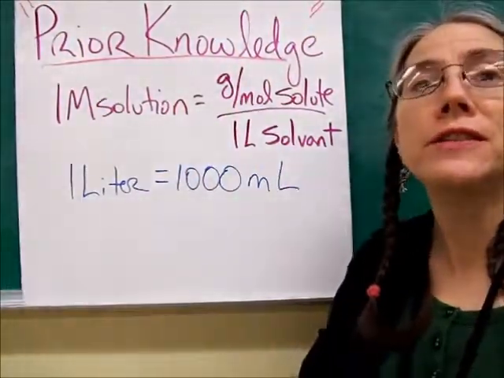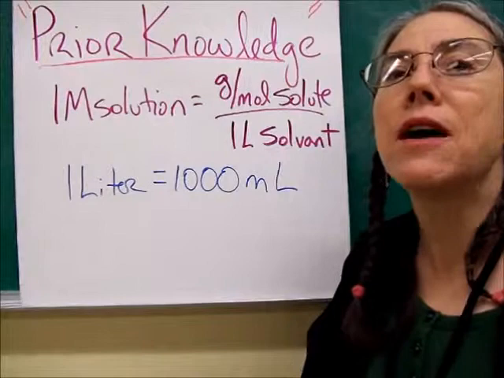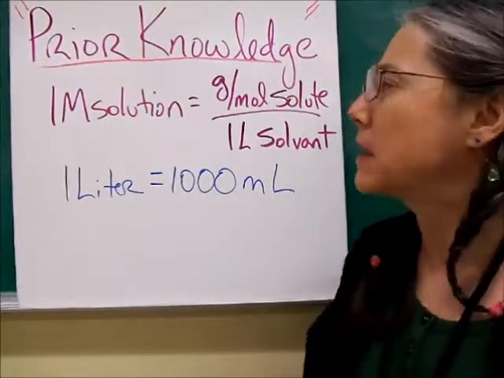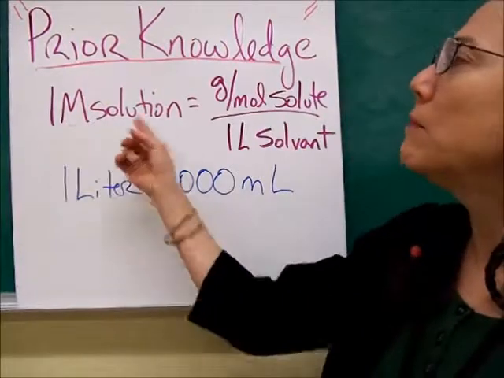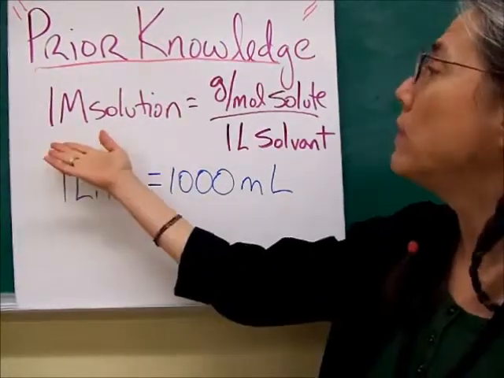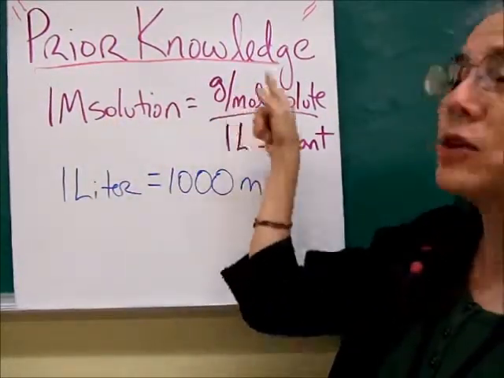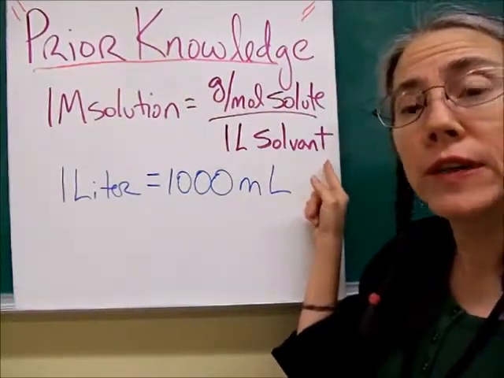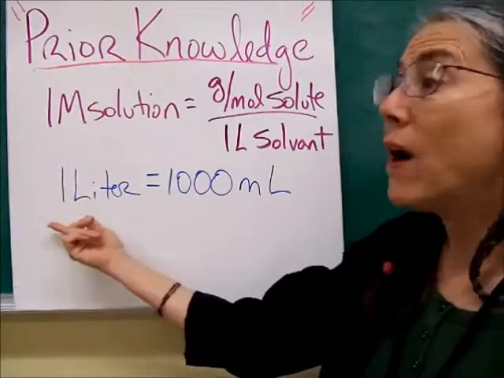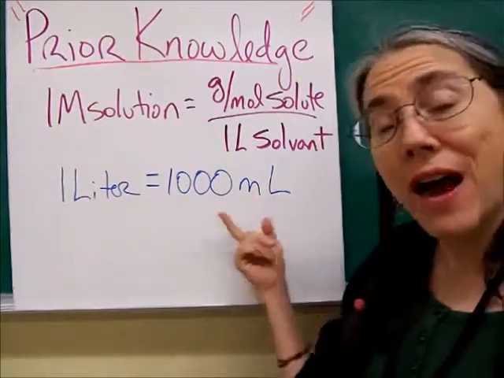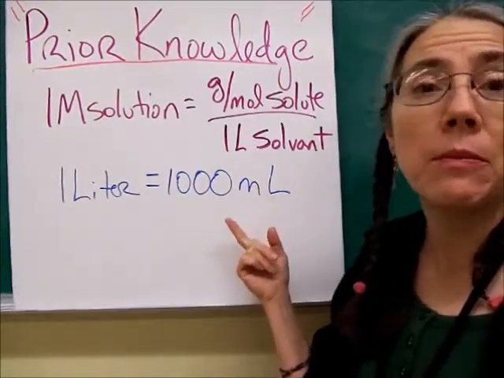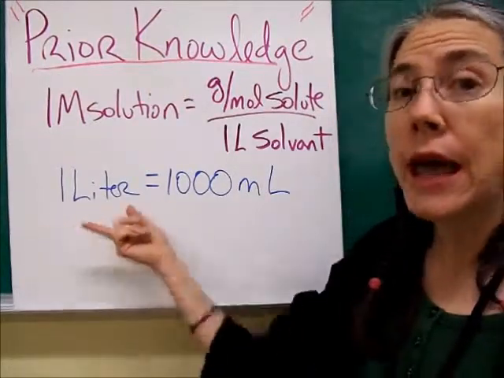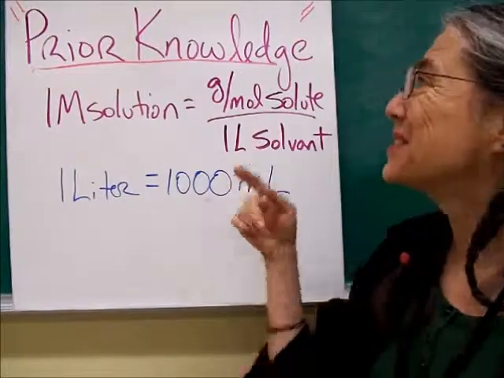Prior knowledge. This is the stuff that I think you need to know before you come into this, and I know you already know if you've been in my class very long. But a 1 molar solution is however many grams to moles of the solute in 1 liter of solvent. 1 liter is 1,000 milliliters. Now we're going to come back to this one all day long. 1 liter is 1,000 milliliters.